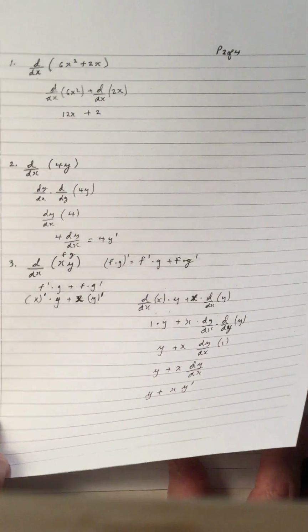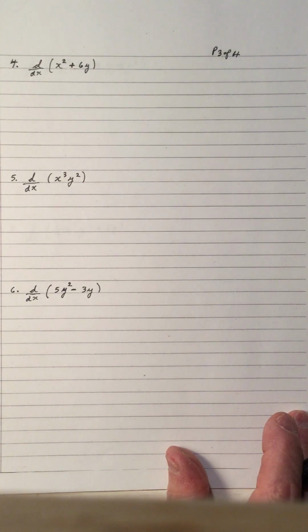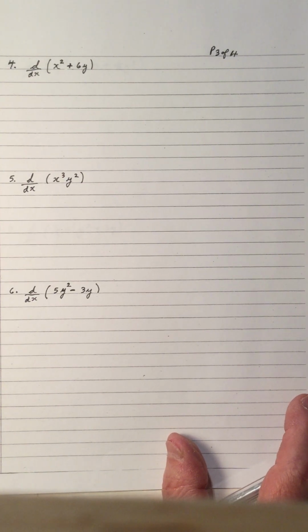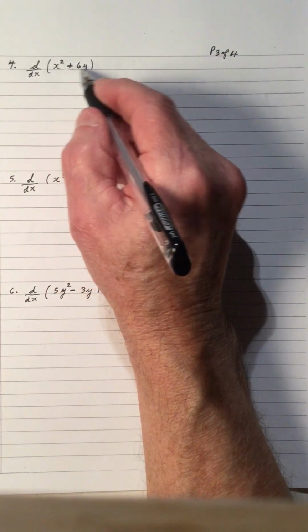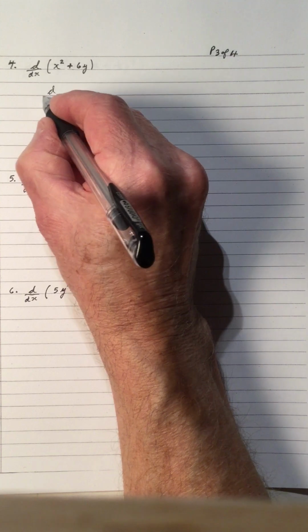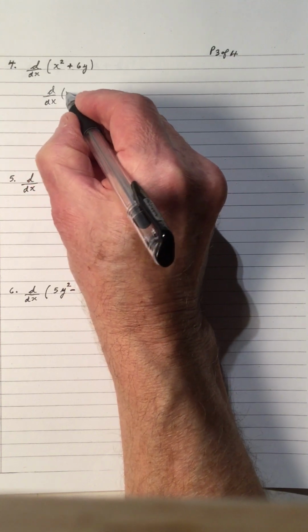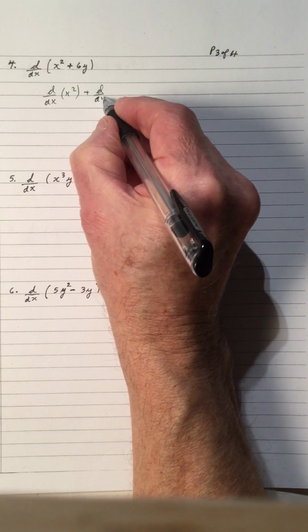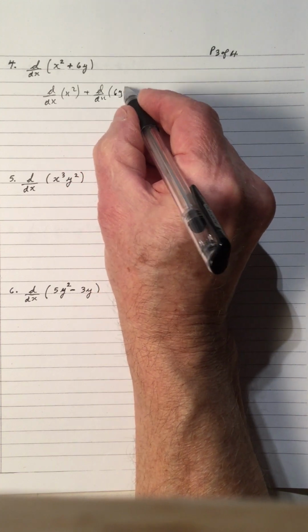Okay, just be careful. Gotta be careful. So I'm doing a few more examples to make sure. Now we have a sum. This is not a product. So d dx on x squared, and we got d dx on 6y.